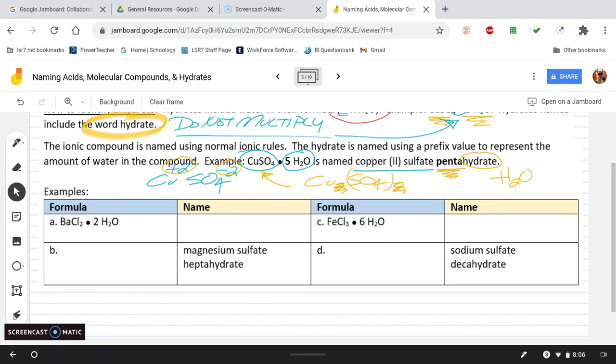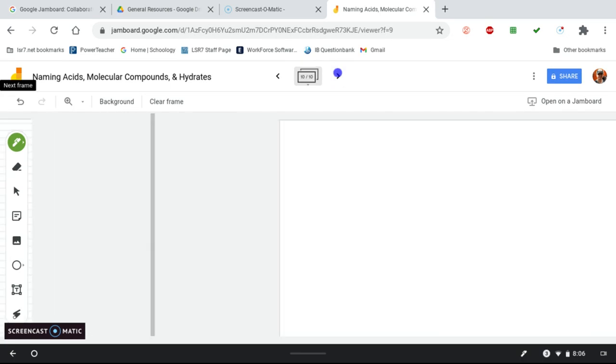All right, here we go. For examples, BaCl2.2H2O. Okay, so let's work through this. First thing we check is Ba. Okay, so barium, and we're gonna write that down. So we're gonna write down barium, and we gotta check to see, does barium need a Roman numeral?